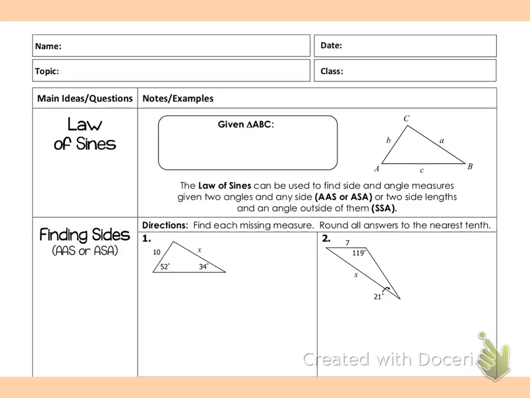And the most common way we express that is like this. We would say that the sine of an angle A over its side across from it, little a, must equal the sine of angle B over its side across from it. And it also equals the sine of C over the side across from it, which is little c.